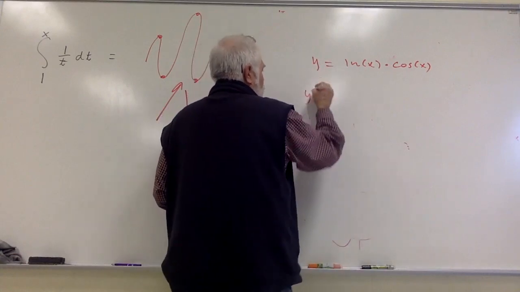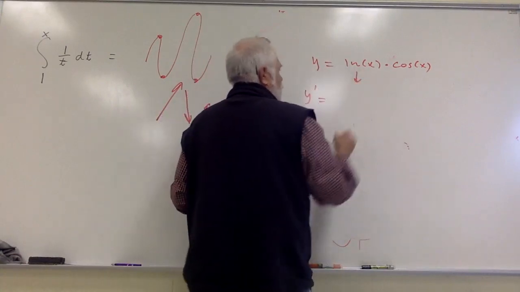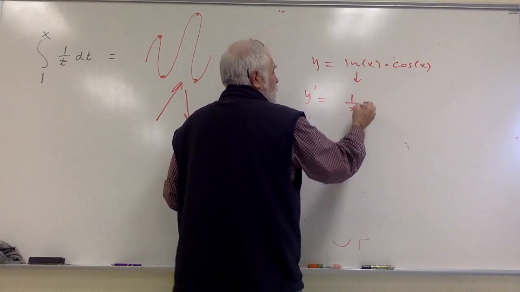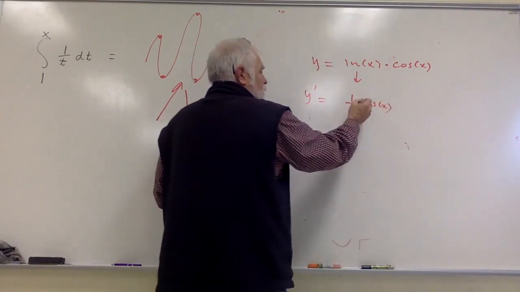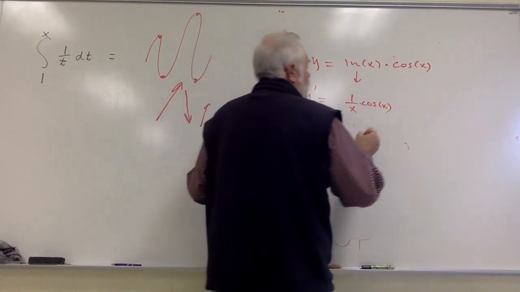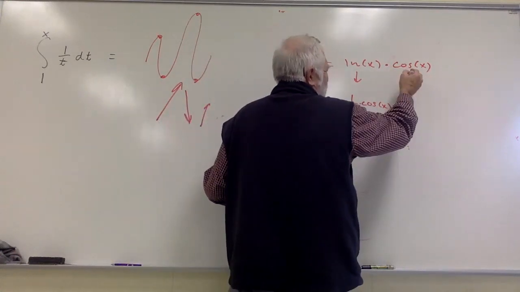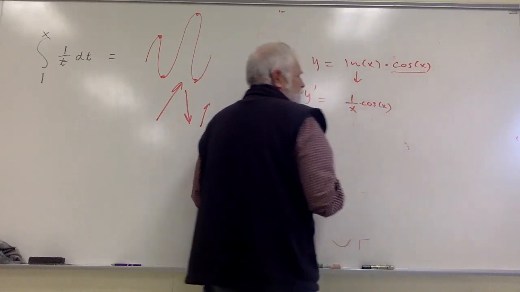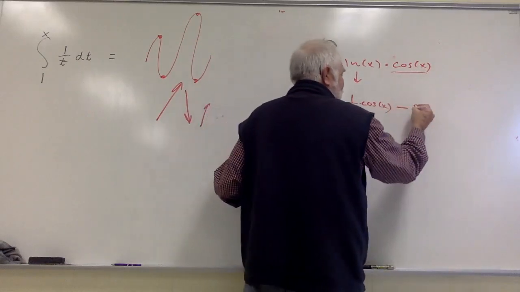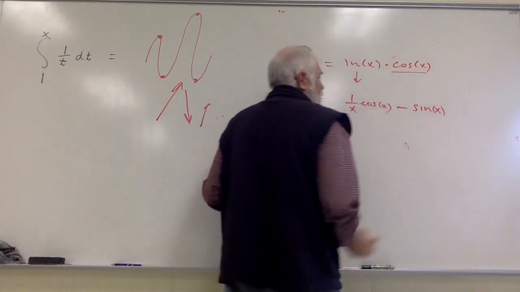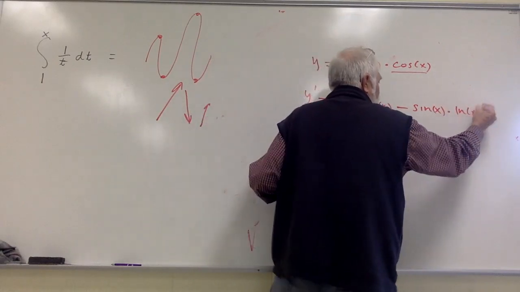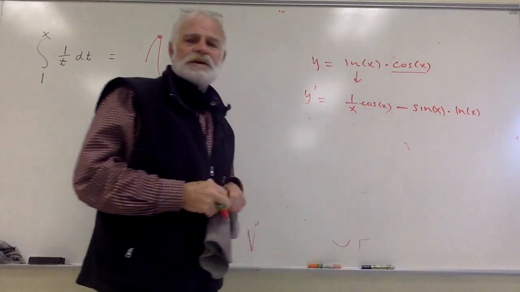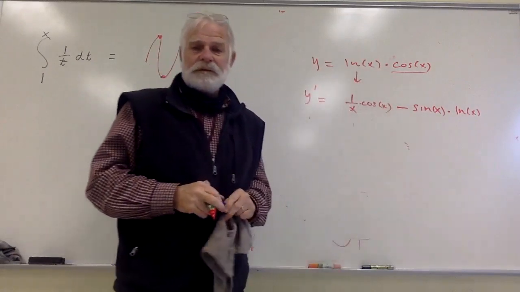So the product rule: take the derivative of the first. Derivative of ln of x is 1 over x times the second, cosine x. You can leave it like that. And then you add, but I know what the derivative of cosine x is. The derivative of cosine is minus sine x. So I'm just going to do that immediately and multiply that times the first one unchanged. Okay, and that's going to tell you the slope of this calculation at any instant.